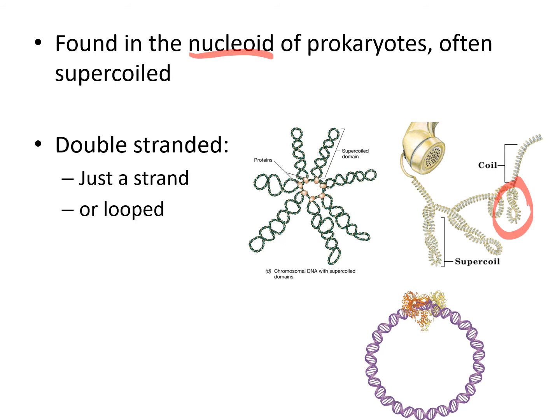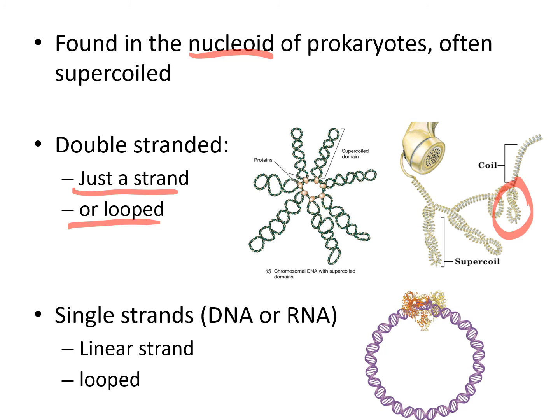If it is double-stranded, it could be just the double-strand DNA, or it could actually form a loop. So you have this circle of it, but there are prokaryotes also that have single-stranded DNA, and so they could be just a linear strand, or they could also be in the form of a loop. And this is the DNA that's found in the nucleoid region of the prokaryotes.